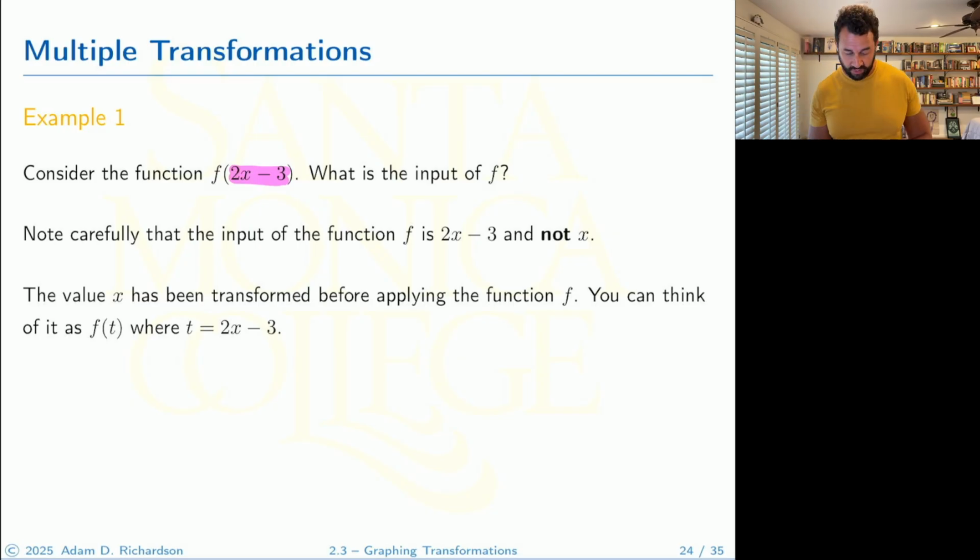Notice that what's happened is the value x has already been transformed before we apply the function f here. So there's a subtle point. That's the input. x is not the input in this case. 2x minus 3 is the input. You can think of this as the function f of t, but t is equal to 2x minus 3. So we've altered the input of the function. I'm sorry, we've altered x before we put it into the function.